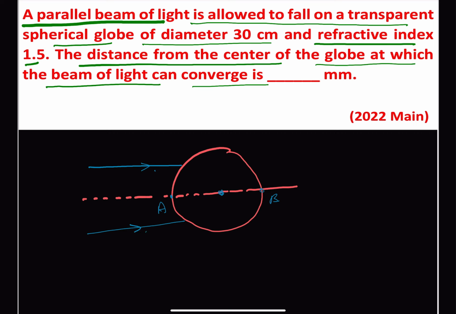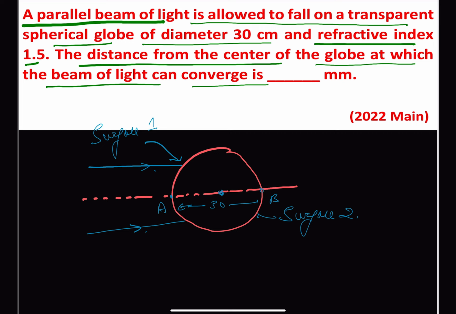so there will be two surfaces. Let us call this surface 1 and this surface 2, and we are given that the diameter is 30 centimeter. So this is our 30 centimeter, and the refractive index is given to us as 1.5.